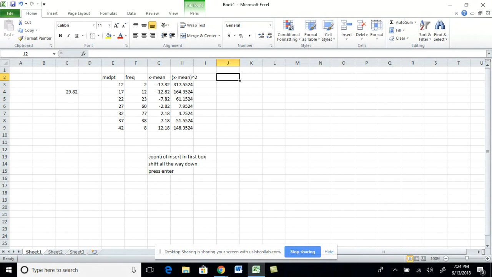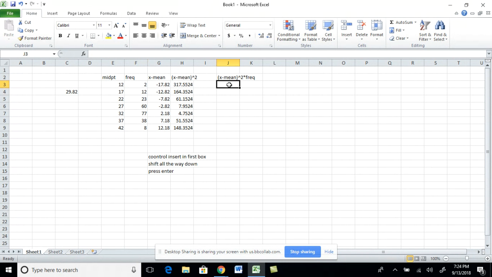So that's why the next column is going to be x minus the mean squared times the frequency, because that's how many times you did that. Remember, this number is in the list twice, this number is in the list 12 times, and this number is in the list 23 times. So we have to account for how many times they're in that list. You take this number and multiply it by this number, and that's what this column does.